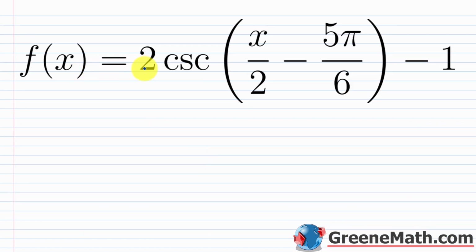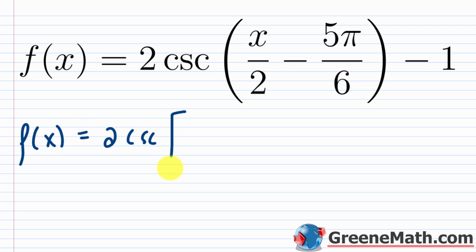So f of x equals 2 cosecant of x over 2, minus 5pi/6, and then minus 1. So again, I'm going to factor this just to get things started. So f of x equals 2 cosecant of, pull out a 1/2. And so inside you'd have x minus, if I'm pulling out a 1/2, how do I undo multiplication by half? I need to multiply by 2. So this one, you might need to write it out. So 5pi/6 times 2. And so this would cancel with this and give me a 3 down there.